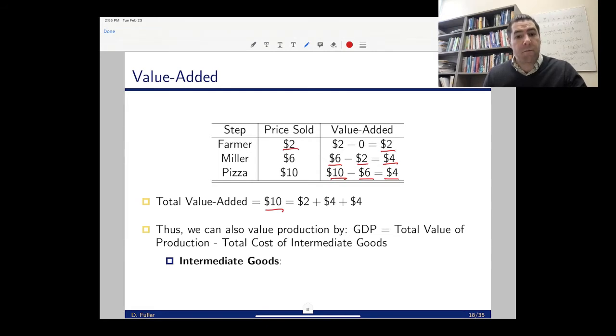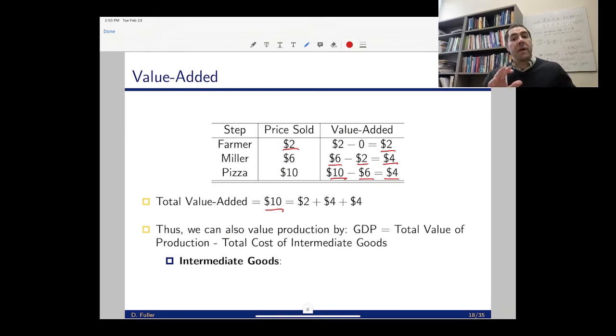If I add up all of these value addeds, I get exactly $10. $2 from the farmer, $4 from the miller, $4 from the pizza maker gets me to the final total price of $10, right? So that's why we focus in GDP on just the value of the final good, because that value already incorporates the value of the goods used to make it.